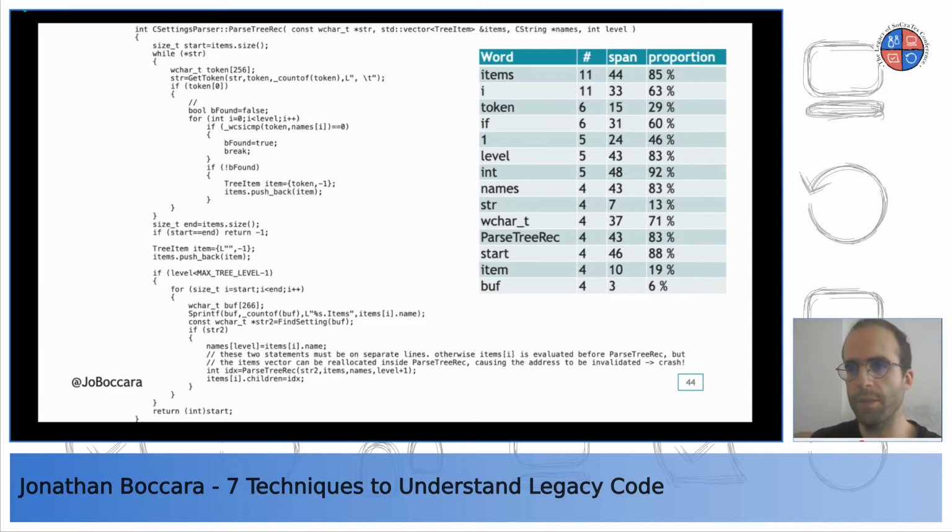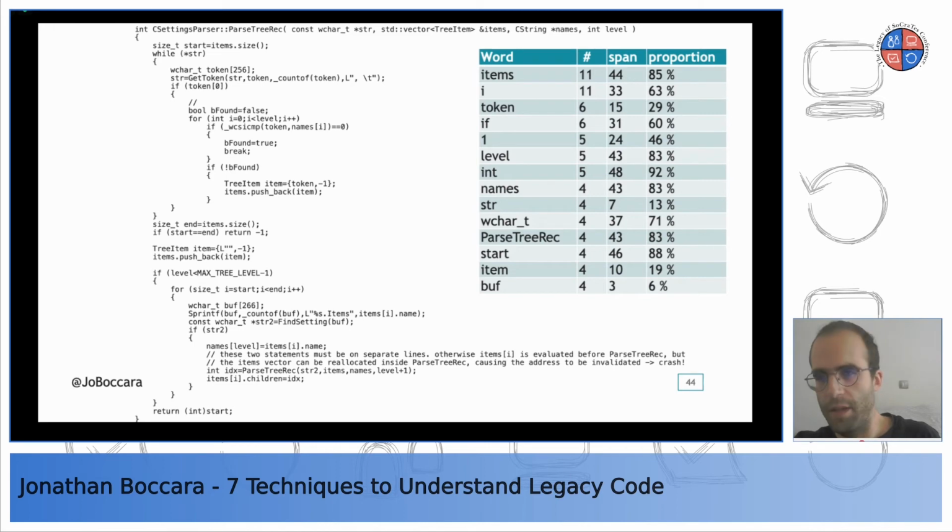Right, so proportion is span divided by total length. So those 44 lines represent 85% of the area of the function. Right, so items is quite present in the function. It's the highest. It's the most frequently occurring word, and it's all over the place. Good. Now, it's obviously something important in the function.